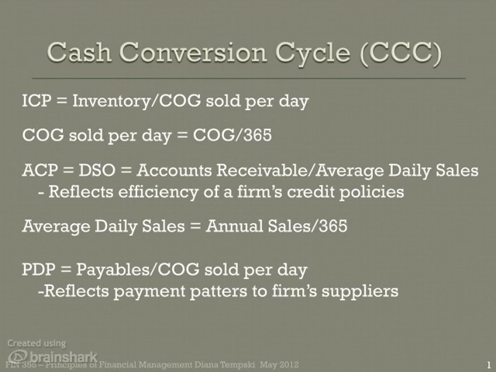The ACP, the average collection period, is the same as the days sales outstanding. You've studied that already when you did financial ratio analysis, so that's not new to you. It's the same equation. And then the final element in the cash conversion cycle, the PDP, or payables deferral period, can be found by taking payables and dividing that by cost of goods sold per day. So both the ICP and the PDP use the same denominator.